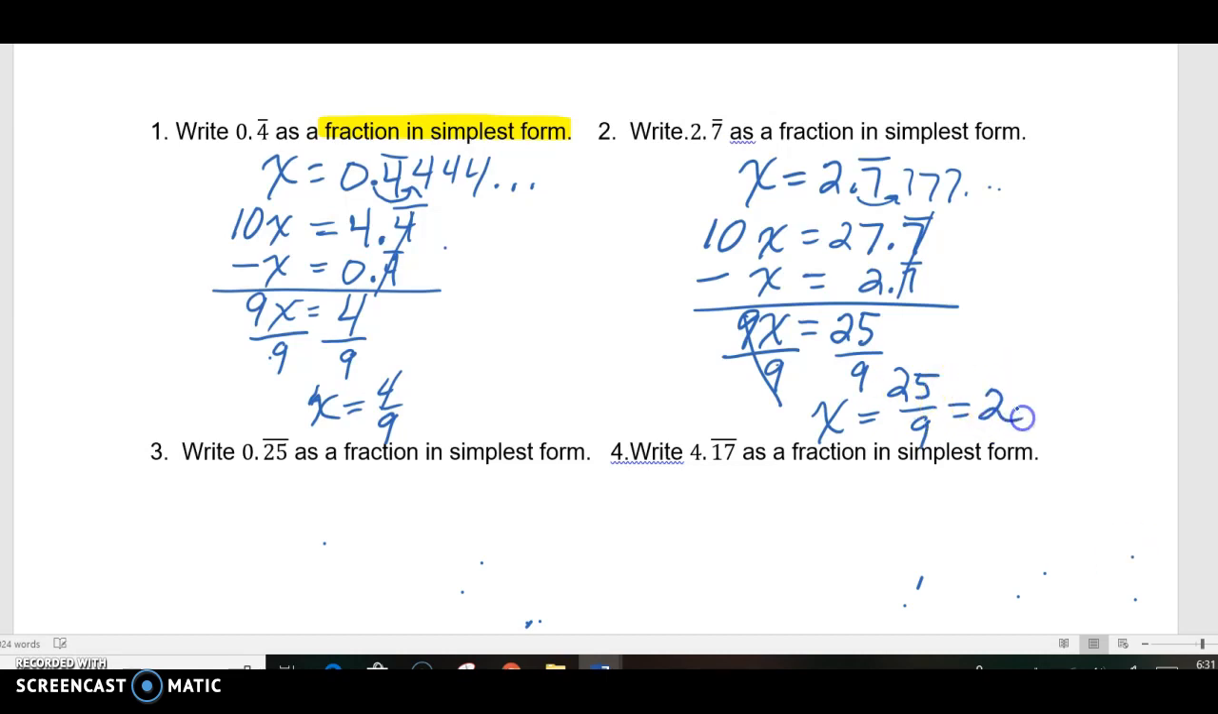So it's going to go in 2 times. 9 times 2 is 18. 25 take away 18, let's see, is 7. Check my math here. So 18 plus 2 is 20, plus 5 is 25. So 2 7/9 would be my final answer there.